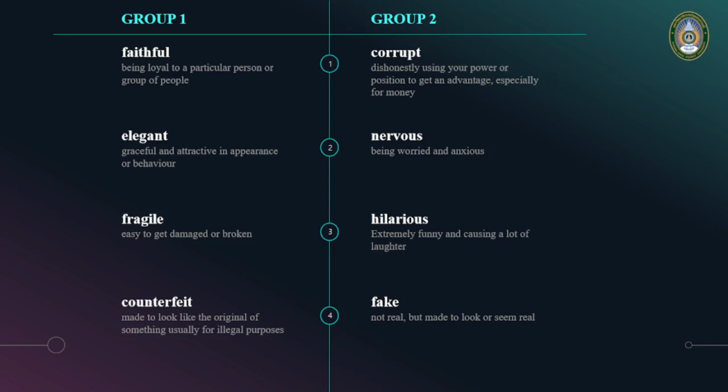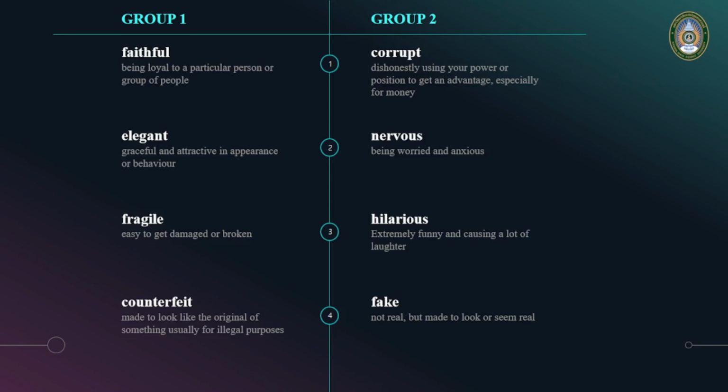All right, what about the next word? Elegant. Elegant means graceful and attractive in appearance or behavior. So elegant and corrupt. No. Elegant and nervous. No, they don't. Elegant, hilarious. No. Elegant, fake. No, they don't. All right, let's move to the next word. Fragile and corrupt. Fragile and nervous. No. Fragile and hilarious. No. Fragile and fake. Fragile means easy to get damaged or broken. So, as you can see, none of these words have a similar meaning to fragile.